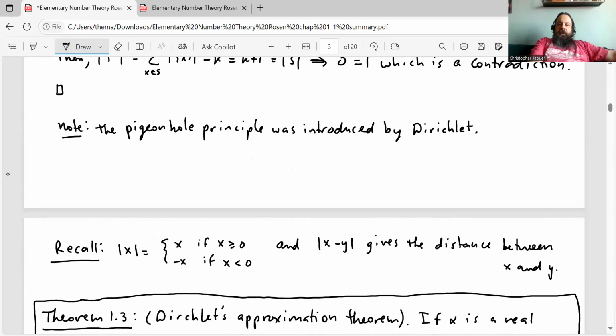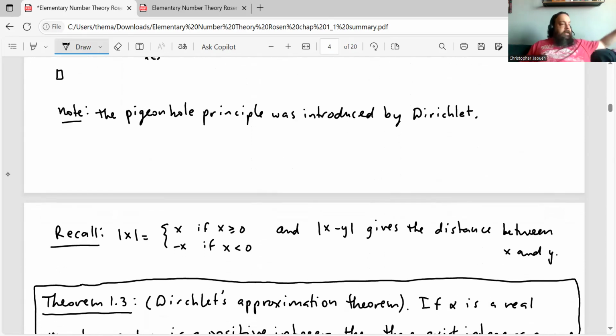Right. And then he has a historical note here. One nice thing, I should make an aside here. One nice thing about Rosen's book is there's a lot of historical biographies of famous mathematicians that have done work in number theory, which is pretty cool about this book. But he says the pigeonhole principle was first introduced by Dirichlet. If you don't know, Dirichlet was a very important mathematician that did a lot of work in analysis and also number theory.